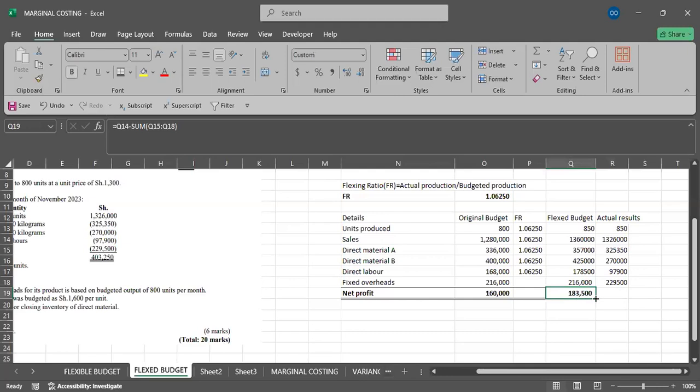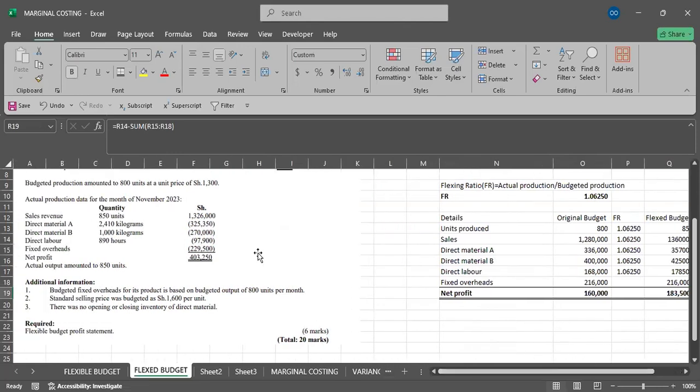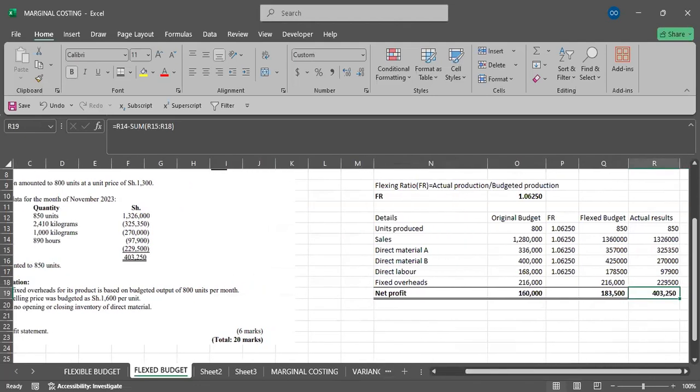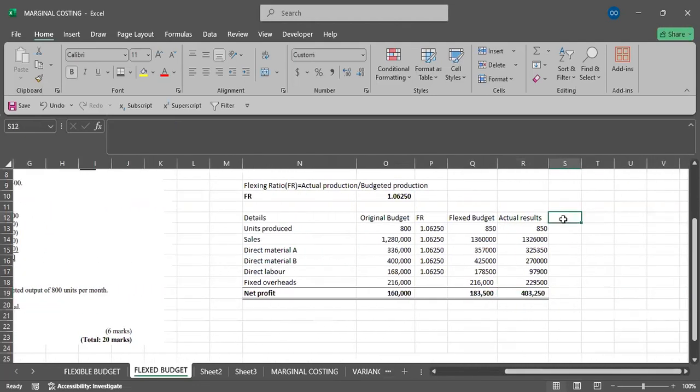So what is our actual net profit? Our actual net profit is equal to 403,250. Of course, that is what we are having here. So at this particular point, it is now okay for you to compare this and give us variances. Remember, we could not get variances by looking at the original budget and actual results directly. Why? The original budget has got 800 units. Actual has got 850 units.